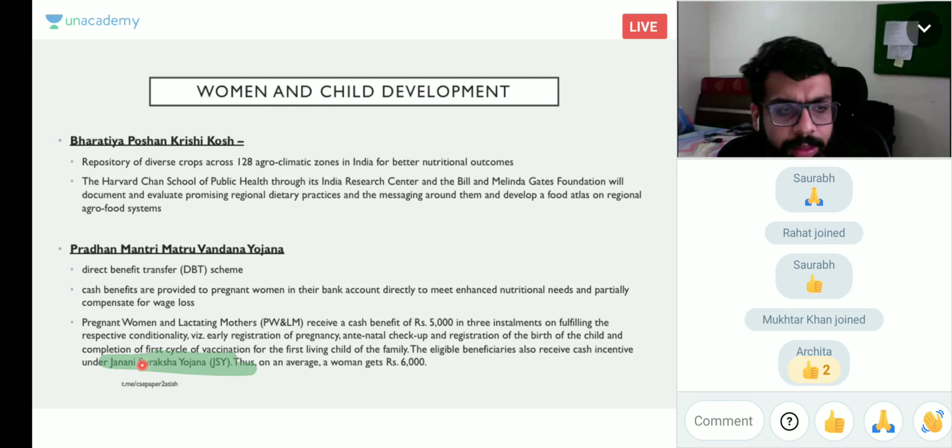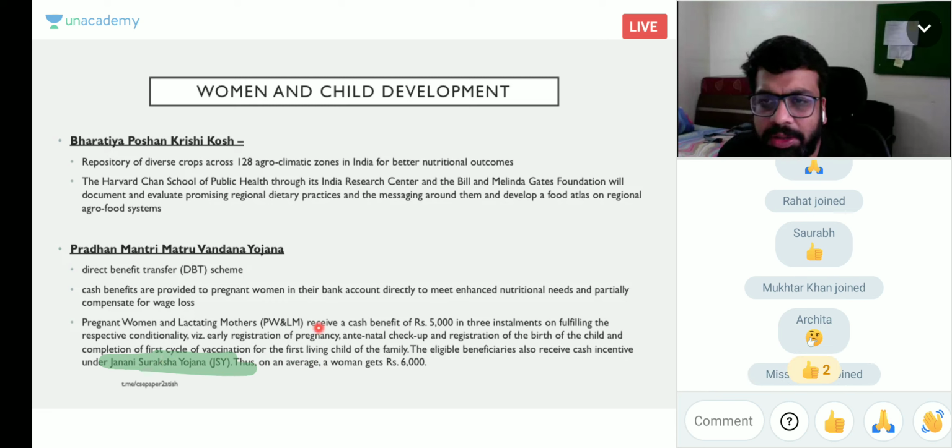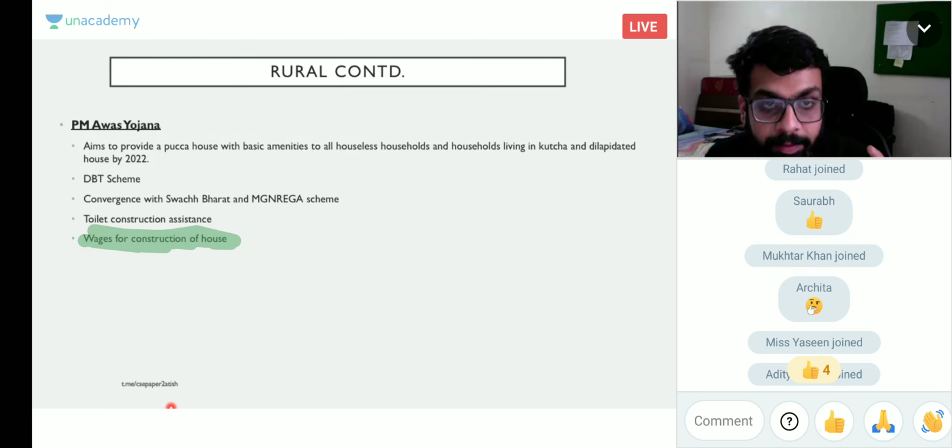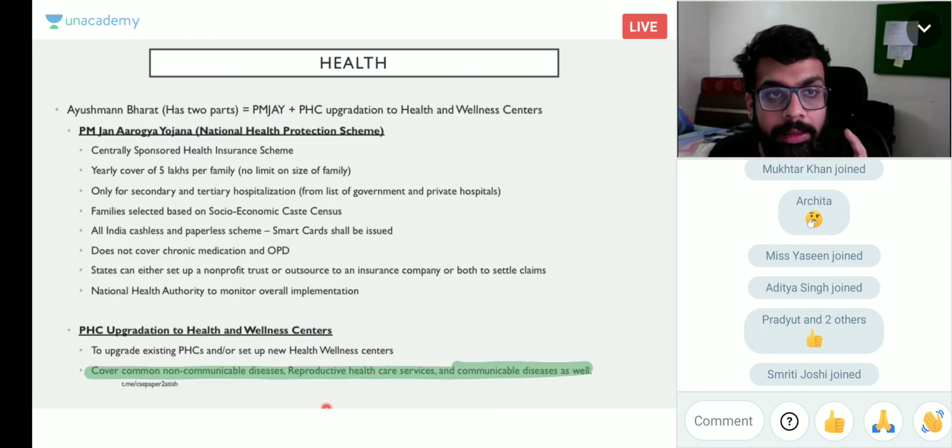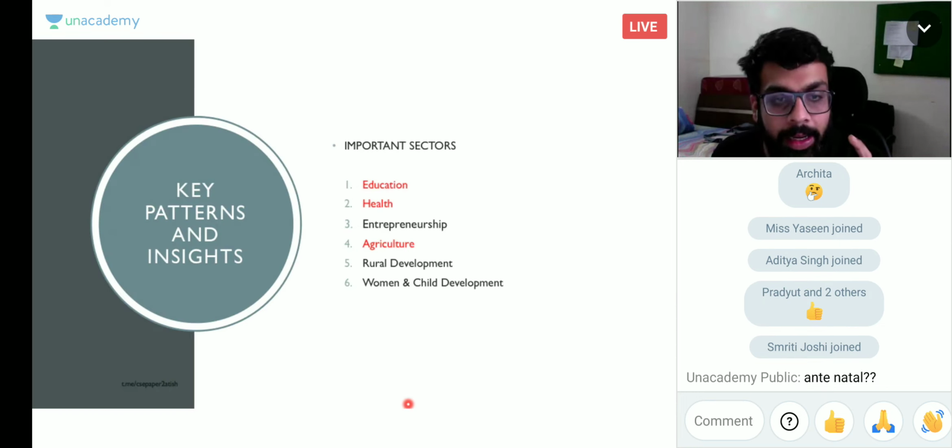So you get about 1,000 rupees from Janani Suraksha Yojana, you get about 5,000 from here. So in all, a woman would essentially get 6,000 rupees. Clear? So now listen to this carefully. These are your sectors and they have to be done properly. The slides are available on this.